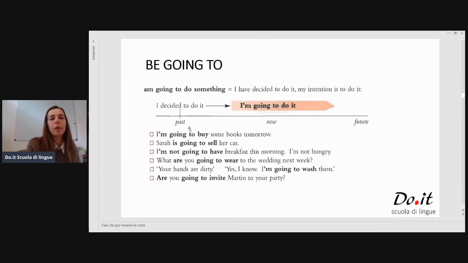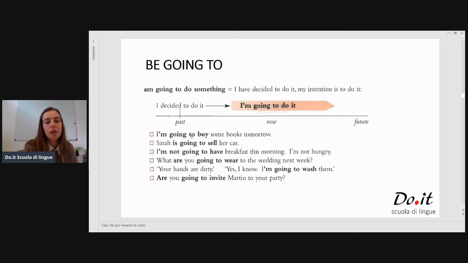Ho intenzione di comprarmi qualche libro domani, ma non è 100% sicuro perché chissà, magari domani mi chiama l'amico e alla fine mi invita per la birra e alla fine non vado a comprare i libri, ma vado invece nel pub, non lo so, ok? Quindi non è 100% sicuro, però è l'intenzione. Sarah is going to sell her car. It means that Sarah wants to sell her car. She has thought about it before that she wants to sell it.